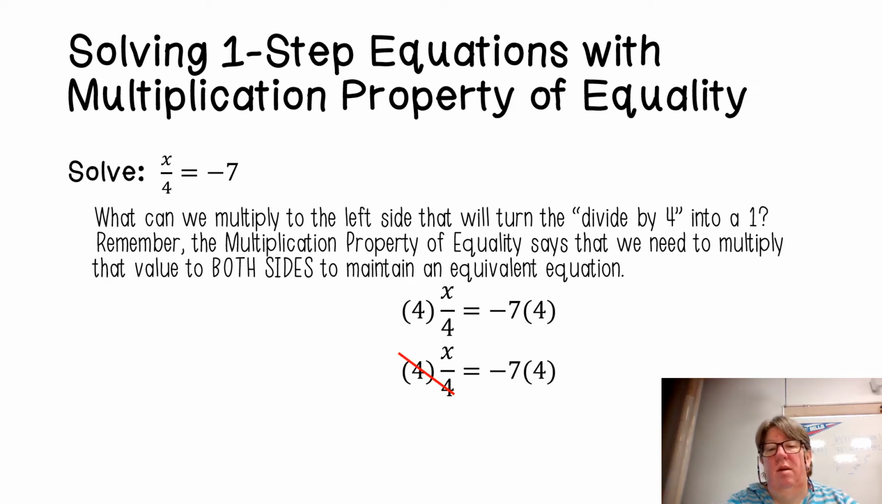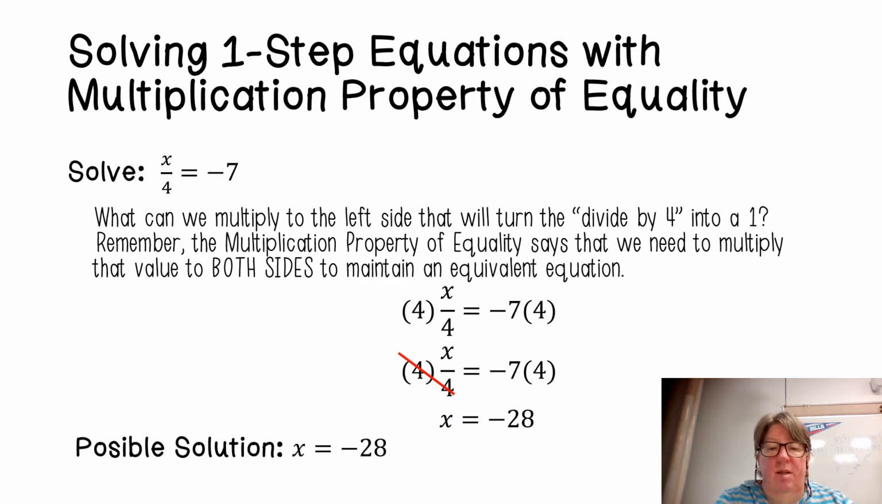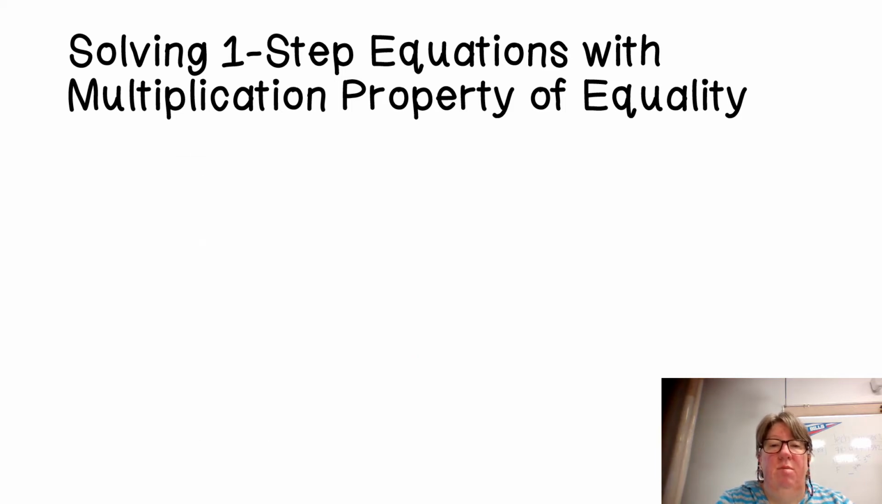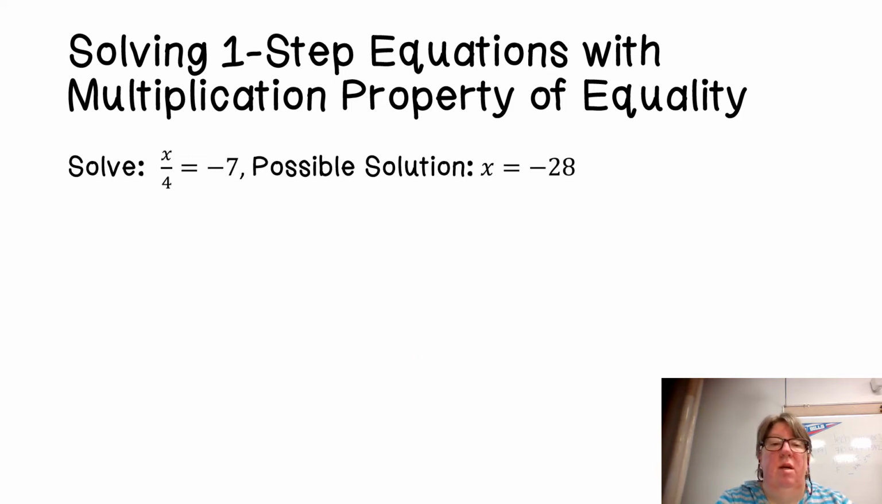When we do that, I have 4 divided by 4, and that's a 1. So I end up with x is equal to -28. So that is our possible solution: x is equal to -28. Do we know it's right? No, but we're pretty sure. What can we do about that? Well, we're going to verify it. We have our equation. We have our possible solution.